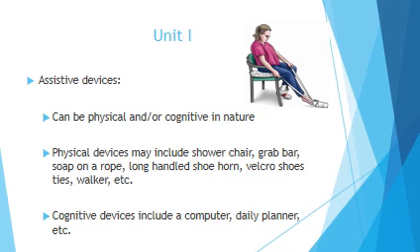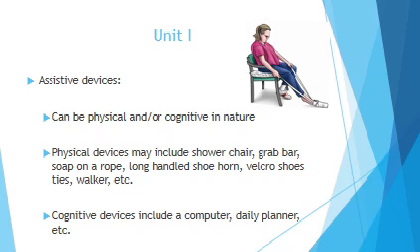The last technique we're going to discuss for this unit is assistive devices. It can be physical and or cognitive in nature. Physical devices may include shower chairs, grab bars, soap on a rope, long handle shoehorn, Velcro shoes, ties, walker, and other types of devices. This helps the patient to have more independence and it helps them to reserve their energy.